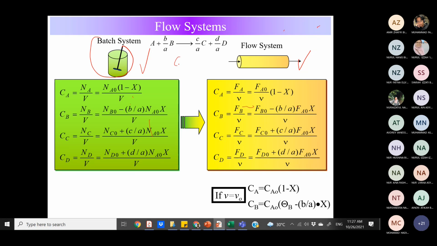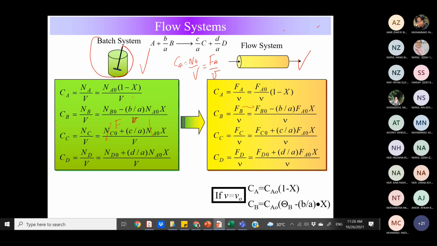So remember kita ada CA is equal to NA over V dan juga FA over V this one. Okay, so gantikan sahaja. Okay, so this one F naught 1 over V sama je, lebih kurang macam ni. Cuma you gantikan dia instead of N jadi F. And this one jadi volumetric flow rate. Okay, faham tak semua? Faham, Doktor. Okay, alhamdulillah faham.